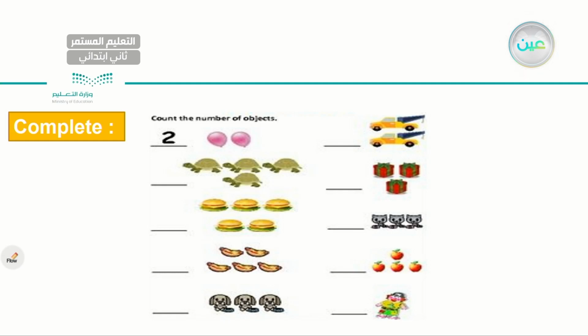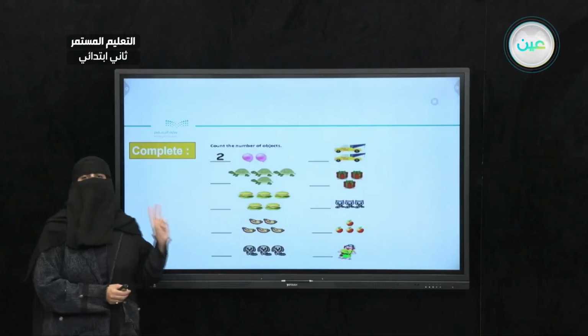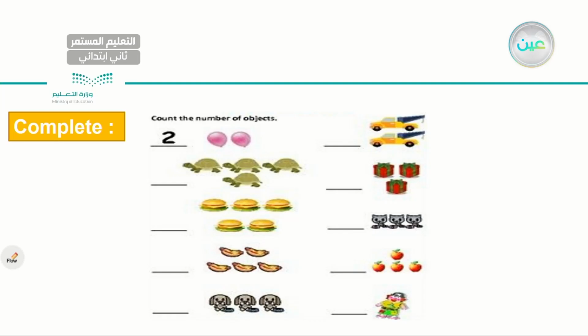Now, let's have this exercise. Count the number of the objects. I gave you the first one as an example. How many balloons? I have 2 balloons. Okay. How about the turtles? How many turtles can you see? Start counting. Write down your answers. 1, 2, 3, 4. I have 4 turtles. Very good. Next, how many burgers can you see? Count and write down your answers. 1, 2, 3, 4, 5. I have 5 burgers. Very good.